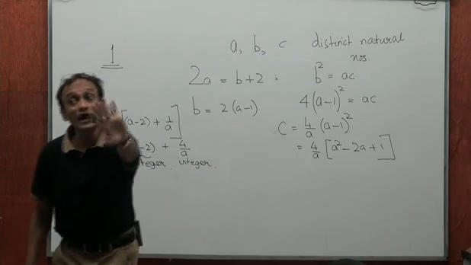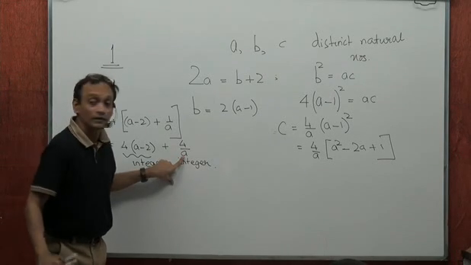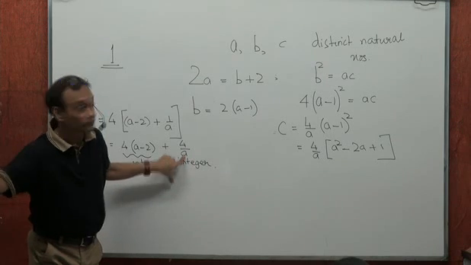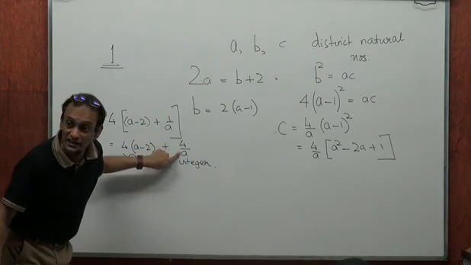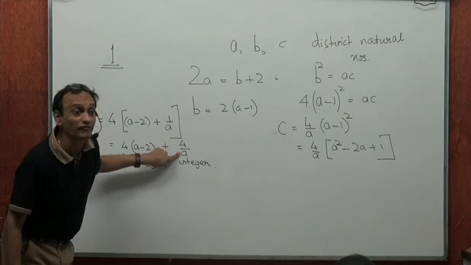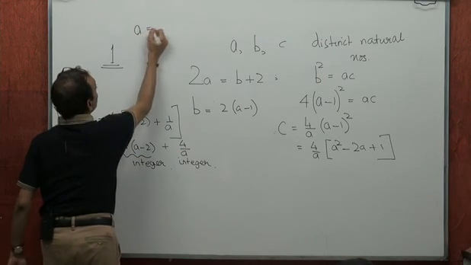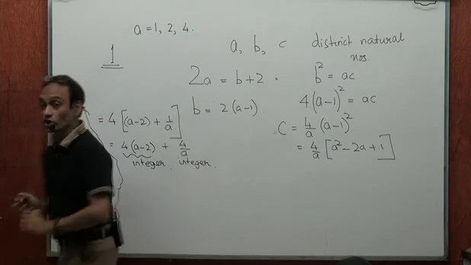how many values? 1, 2 and 4. 3 values, right? a could be 1, a could be 2, a could be 4. a is a natural number. So, in order that a divides 4, a could have only 3 values. a could be 1, a could be 2, or a could be 4. Yes or no?